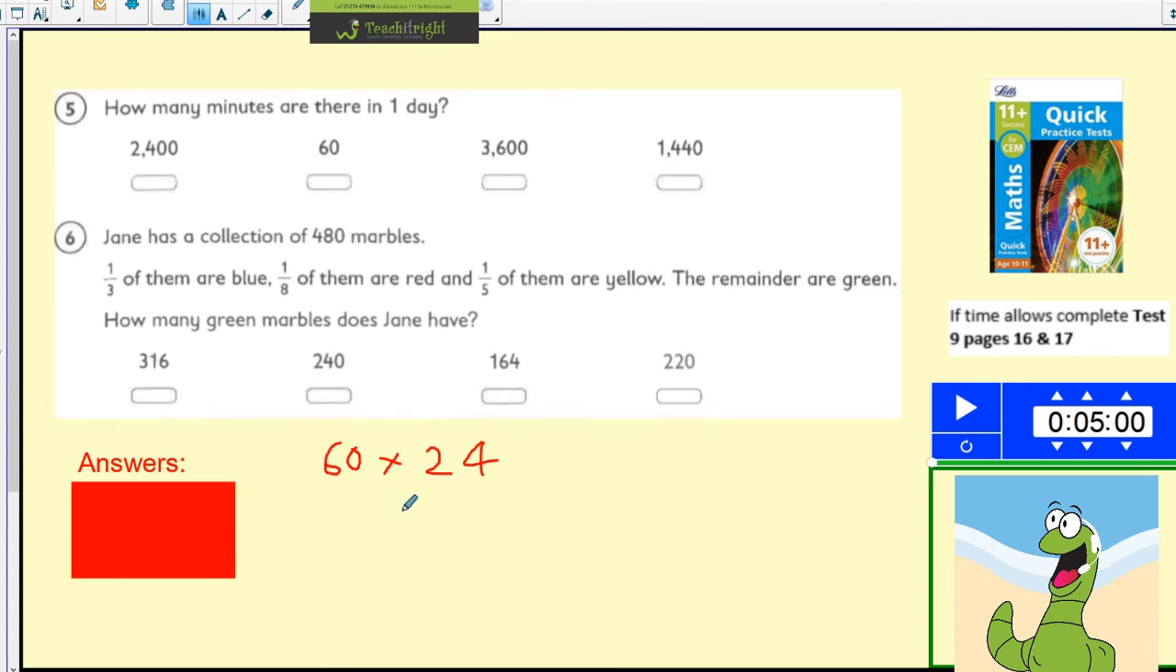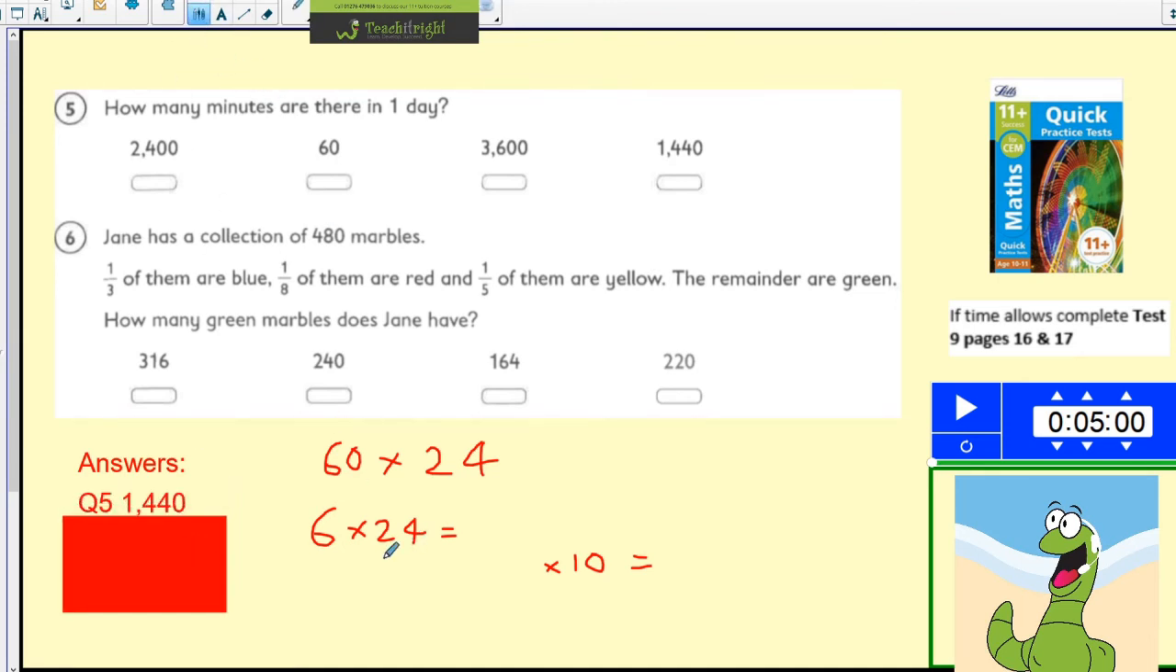Well, if you did 6 times 24, and then whatever that answer is, you then take that answer and times it by 10. That would get you there because times by 60 is the same as 6 and 10. So how would I do this? Well, I could do 6 times 20 is going to be 120. 6 times 4 is 24. So if we add those together, you get 144. And then if you do 144 times by 10, you end up with 1,440, which is my answer. Or you could just go straight there. That works too.